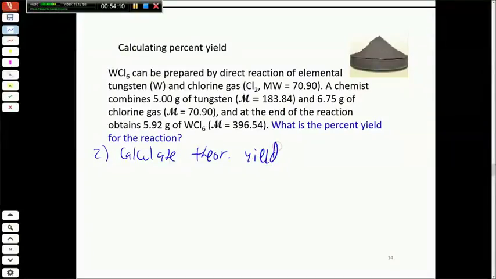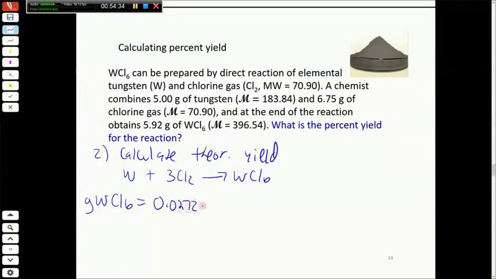And what I mean by that is just calculating the amount of product that can form in this reaction now that we know what the limiting reactant is. So again, the chemical equation is this. And our theoretical yield is just the mass of WCl6 that can potentially form once we know what the limiting reactant is. So our limiting reactant was tungsten, as we said, and we saw on the previous slide there's 0.0272 moles.